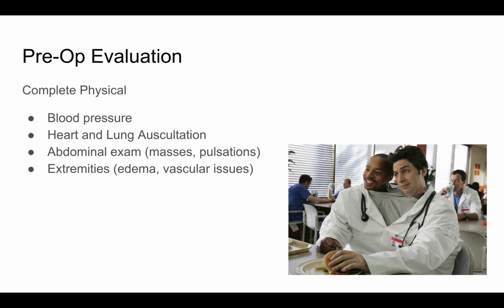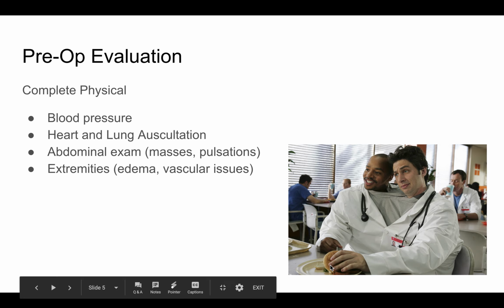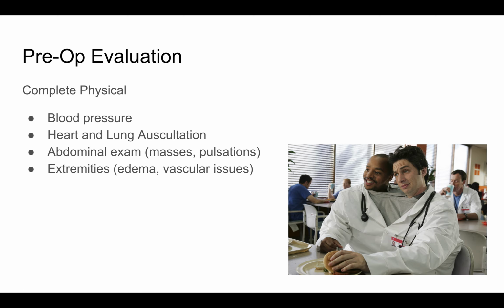So also, of course, as part of your preoperative evaluation, the patient should have a complete physical done by the evaluating physician, specifically looking at blood pressure, heart and lung auscultation. Are there any sort of new murmurs that they're hearing or arrhythmias? Doing a general abdominal exam, looking for masses or pulsations, and also extremities, edema, vascular issues, things that might warn you, hey, this patient might have CHF or something else underlying going on as well.